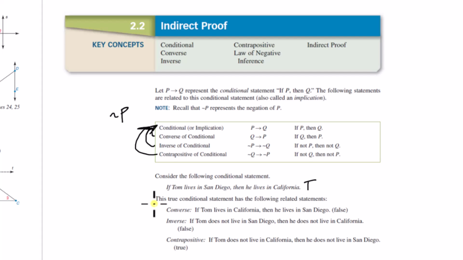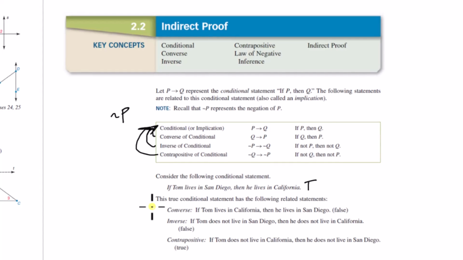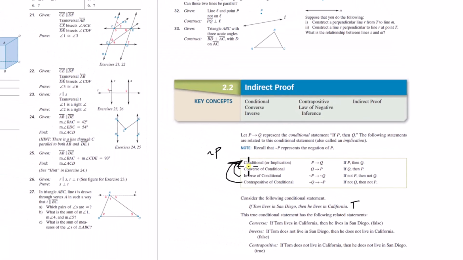What about the inverse? That would be: if Tim does not live in San Diego, then he does not live in California. That's false as well. He could live in Los Angeles. He could not live in San Diego but still live in California. Now what about the contrapositive? If Tim does not live in California, then he does not live in San Diego. That's true, right? If he doesn't live in California, then he can't live in San Diego. So for that statement, we got true, false, false, true.